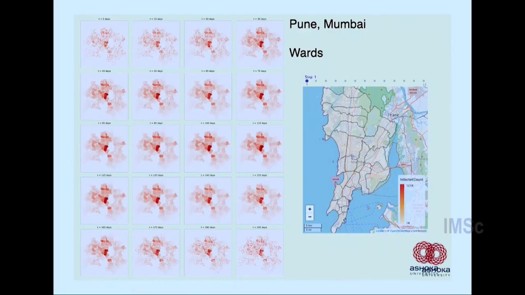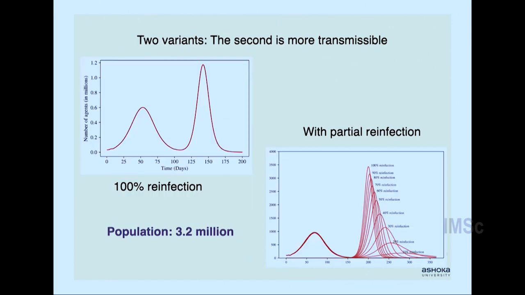This is, again, Pune across multiple wards and one way of simulating it. And there's a movie here for Mumbai which may or may not play. Yeah, okay, it does play. That's, again, the changes in the disease across these different wards of Mumbai. You can also look at questions of one variant followed by another variant.